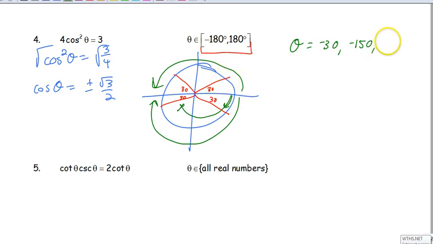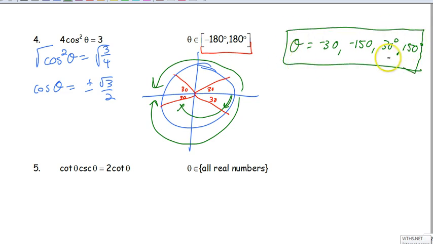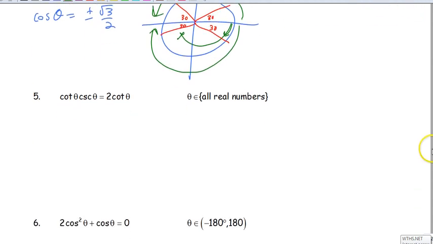My answer is 30 and positive 150. Again, if you keep going in the positive direction, you get to positive 210, which is not in my interval. So these are my 4 answers based on my interval. Again, the interval tells you which form I want the answers in. Because technically, if I would have said 0 to 360, then it would be 30, 150, 210, and 330 as my final answers. But because I gave you an interval from negative 180 to 180, these are your 4 answers.